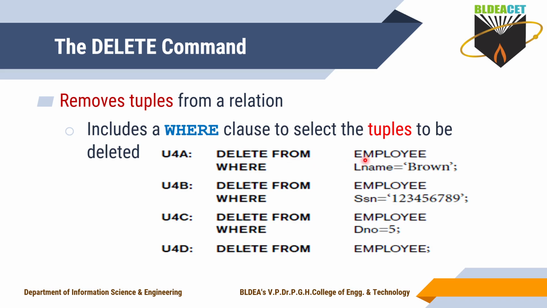Delete from is the keyword, followed by the relation from which you want to delete, that relation name. If you want to delete according to some condition, then use the where clause. The condition here is where L name is Brown, that tuple you want to delete from the employee table. This is one example. In the same way, I want to delete one more tuple from the employee table where SSN is 1, 2, 3, 4, 5, 6, 7, 8. And another example: delete from employee where DNO is 5, where the department number is 5, that tuple I want to delete. So the where condition is there.